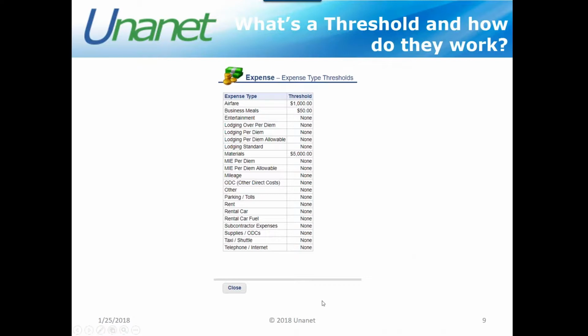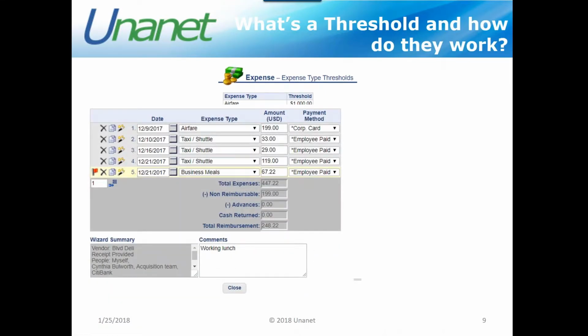So what does that mean? Well, that means that when I want to go into my Uninet and put in an expense report for any particular thing, if I happen to go in excess of that threshold amount, and remember business meals, I had a $50 amount, it's going to give me a flag here. And it says, this is in excess of the threshold. Now, when I go to save this, it's going to let me save it, but it's also going to tell me I need to enter a comment as to why I went over that threshold amount.